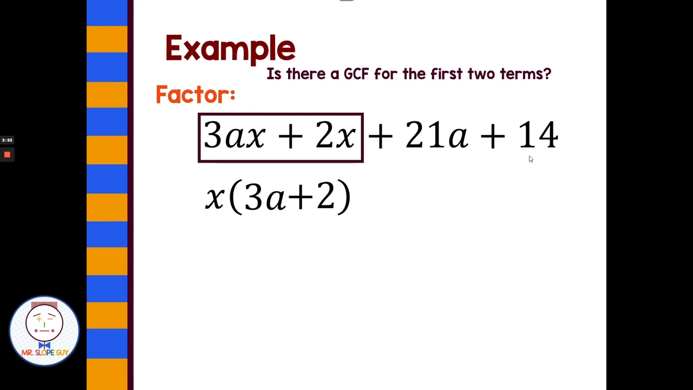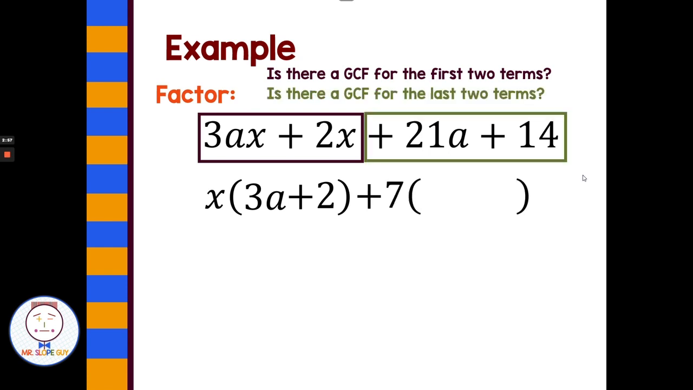Then if I look for a GCF of the last two terms, I have a GCF of 7. And 21a divided by 7 is 3a. 14 divided by 7 is 2. So I get 3a plus 2 again. And I have 3a plus 2 for my first term.